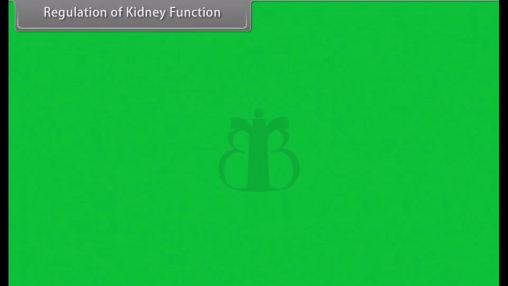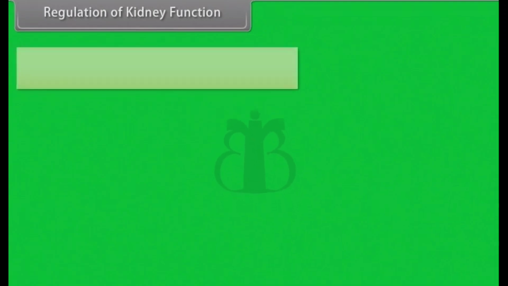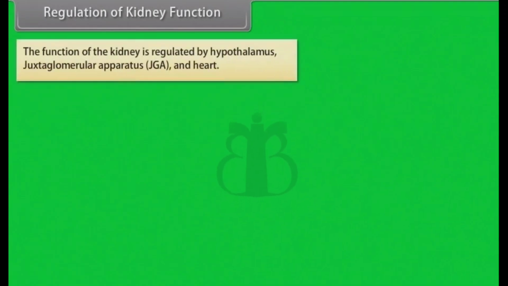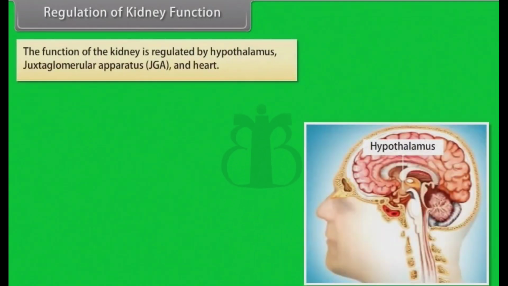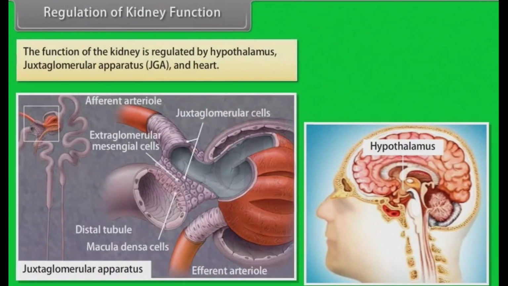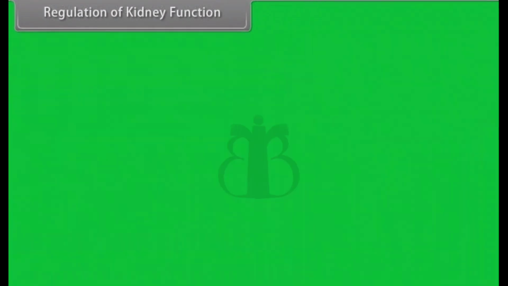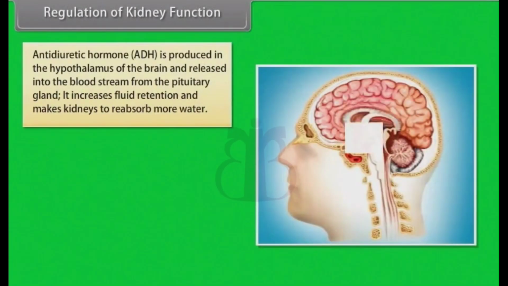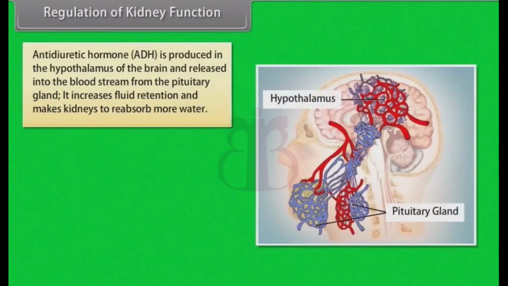Regulation of kidney function. The function of the kidney is regulated by the hypothalamus, juxtaglomerular apparatus, and heart. Antidiuretic hormone is produced in the hypothalamus of the brain and released into the bloodstream from the pituitary gland. It increases fluid retention and makes the kidneys reabsorb more water.